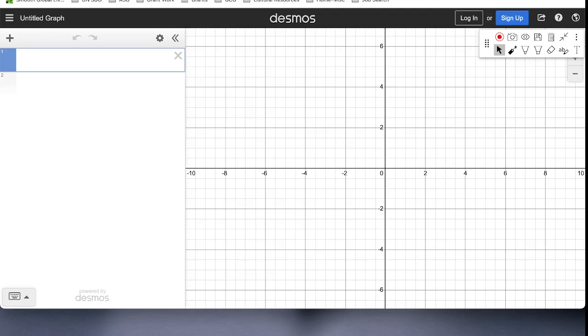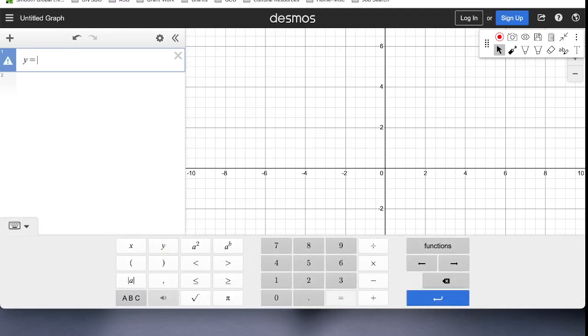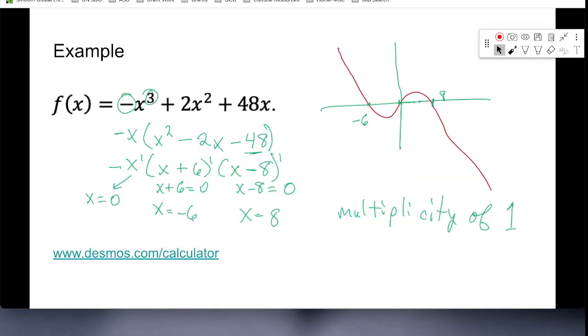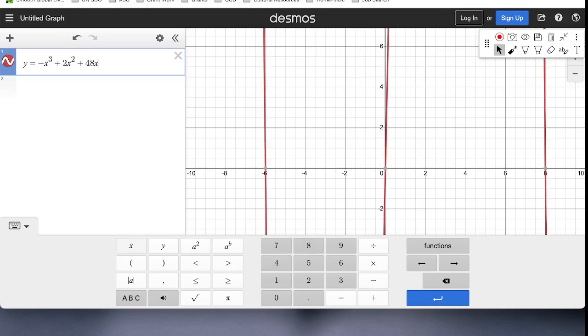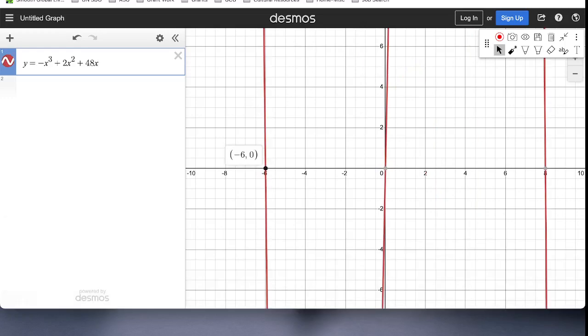Okay, so this was what? This was y equals, what was it? It was minus x cubed plus 2x squared, right? And then plus 48x. And again, I see my zeros right where we had mentioned they would be.